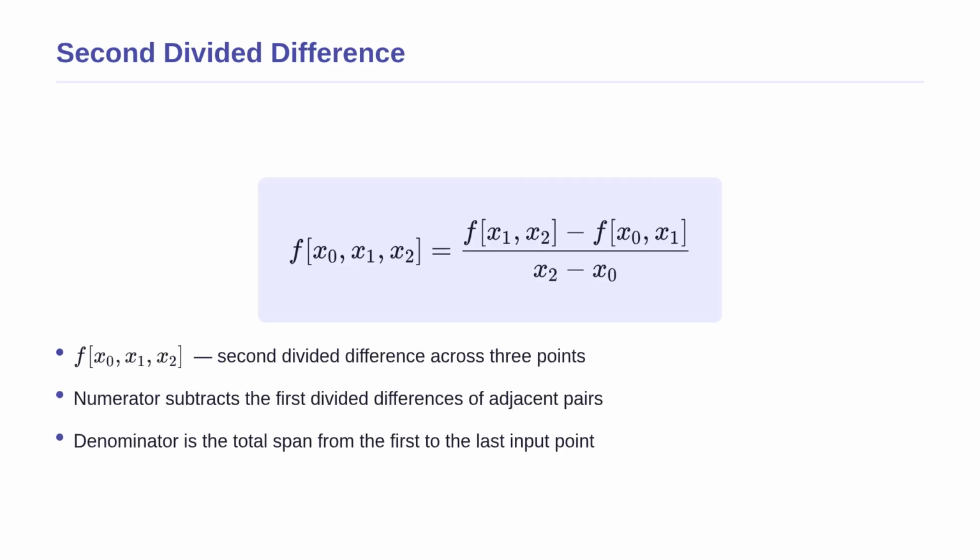Now that we have visualized the first divided difference, let us step up to the second divided difference. This involves three data points. Conceptually, this measures how the rate of change itself is changing, which relates to the curvature of the graph. The numerator subtracts the first divided difference of the first pair of points from the first divided difference of the second pair. The denominator is the total span from the very first input point to the very last input point in the set. If this value is positive, our slope is getting steeper. If negative, it is getting flatter as we move across the data.